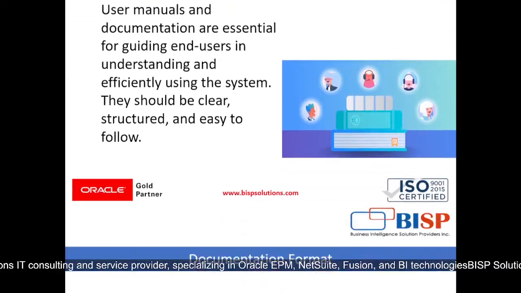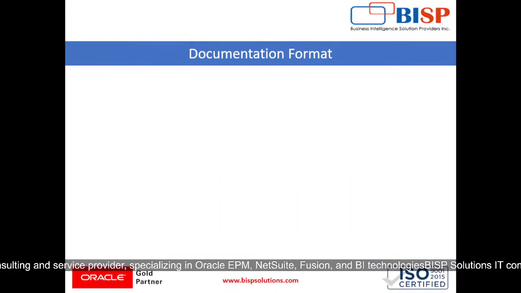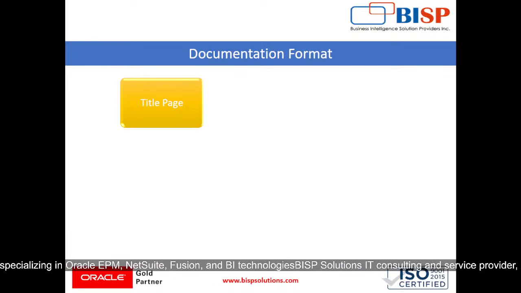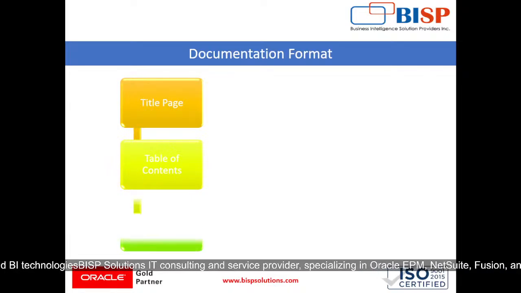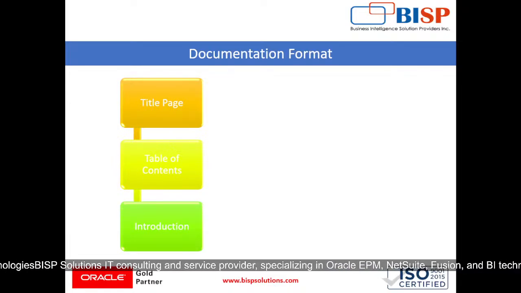A well-structured user manual typically includes the documentation format, like a title page, where the name of the document, system name, version and date are mentioned. Then comes our table of contents, where organized sections are given for easy navigation. Then an introduction to the topic, which is an overview of the system, its purpose and the intended audience it captures.